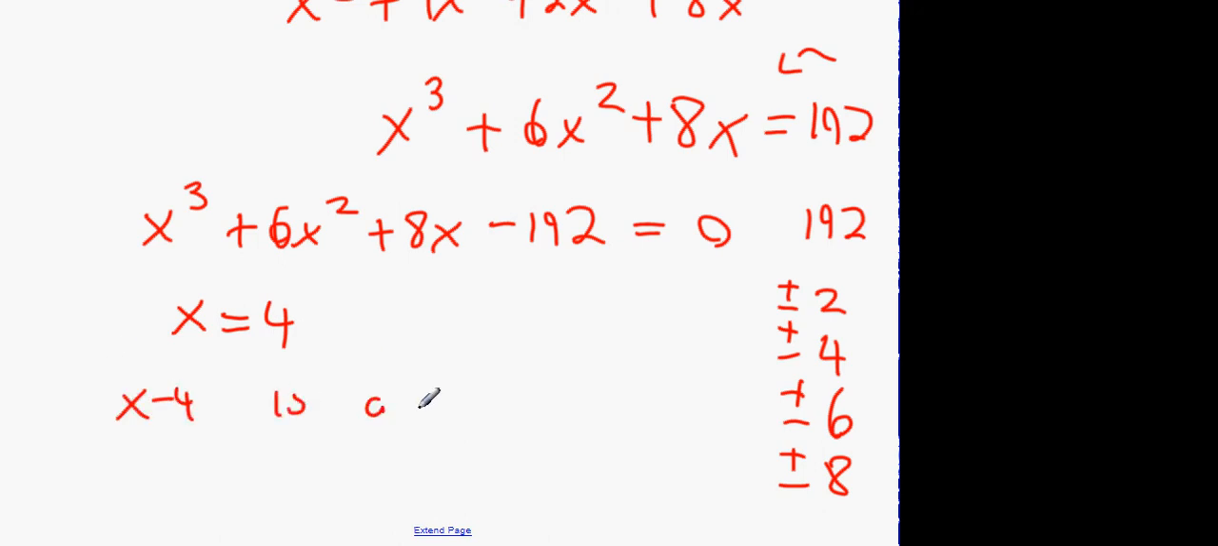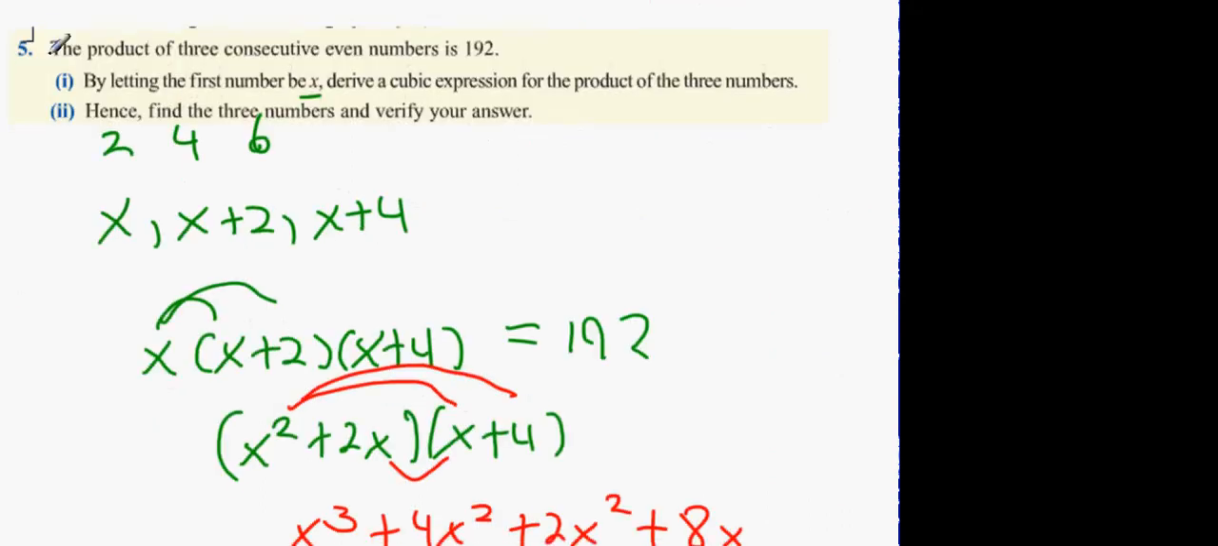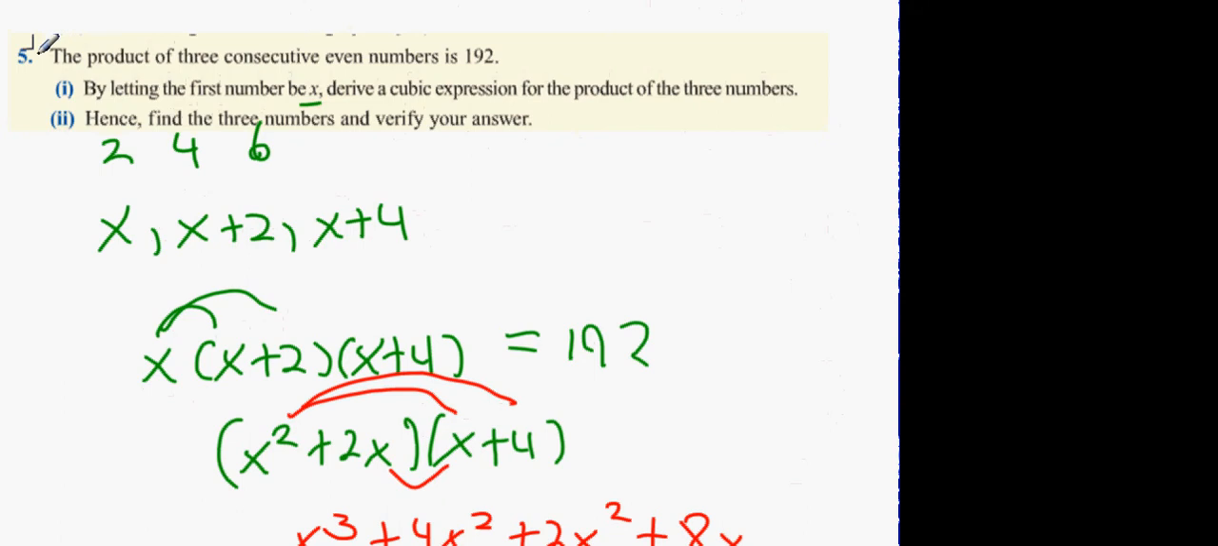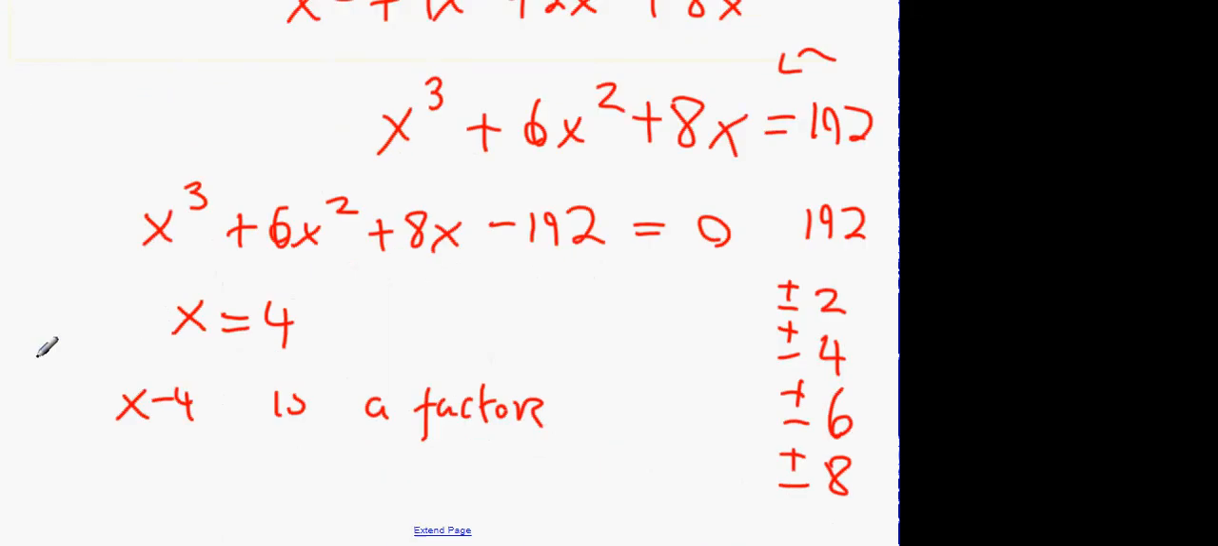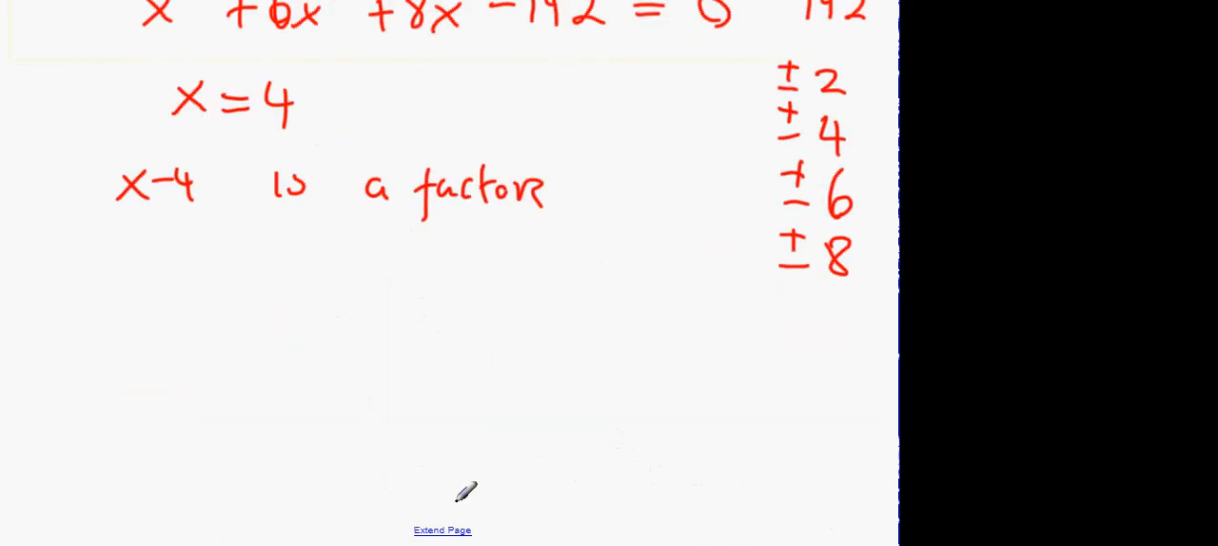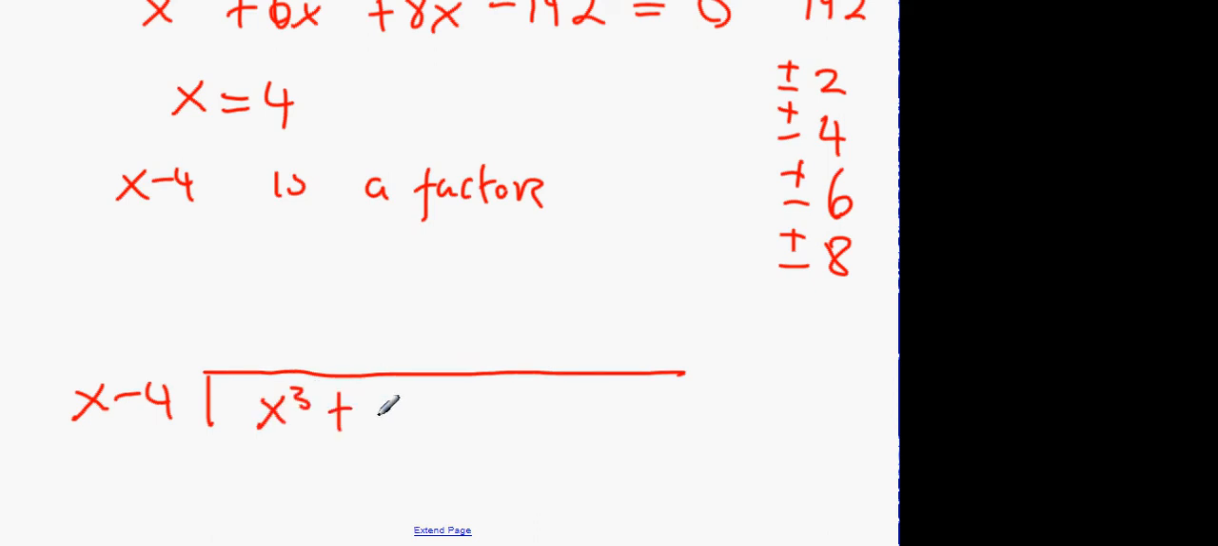Okay, and just reread the question. It goes, find the 3 numbers and verify your answer. Derive Q, hence find the 3 numbers and verify your answer. So we're going to try and find these 3 numbers. Now what happens is x equals 4 is one answer. So we're going to divide x minus 4 into x cubed plus 6x squared plus 8x minus 192.